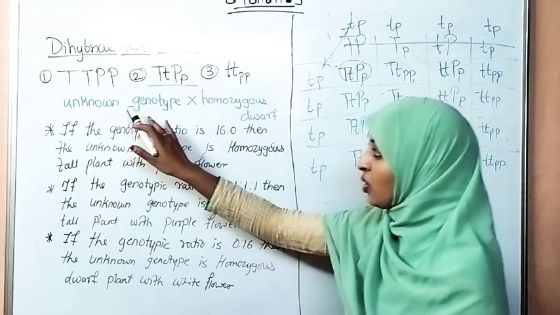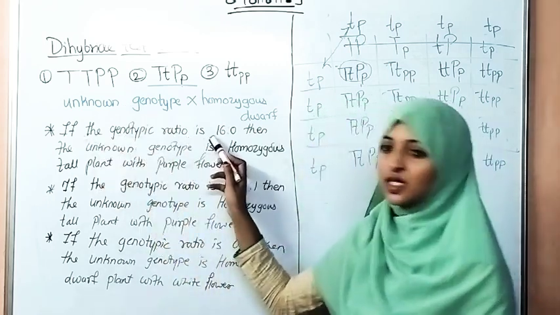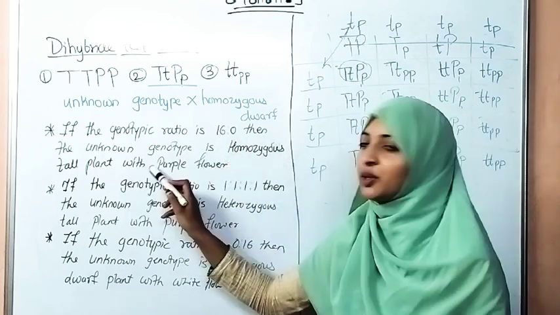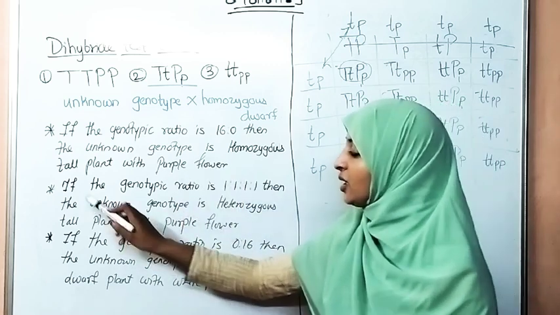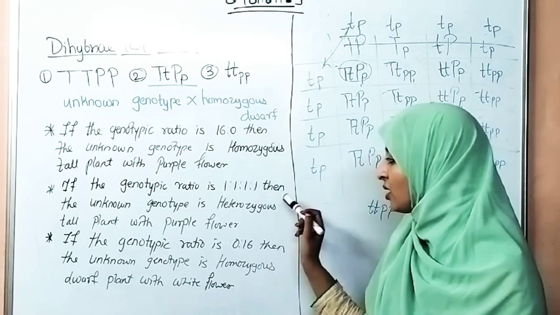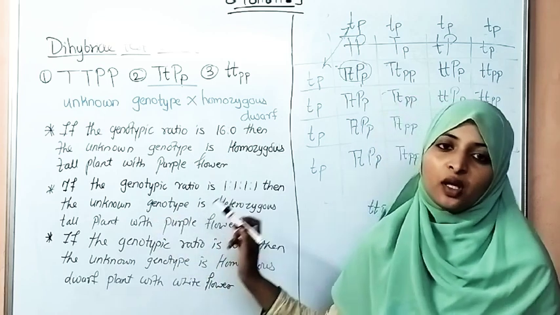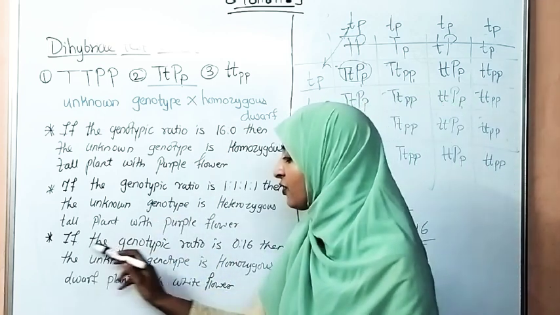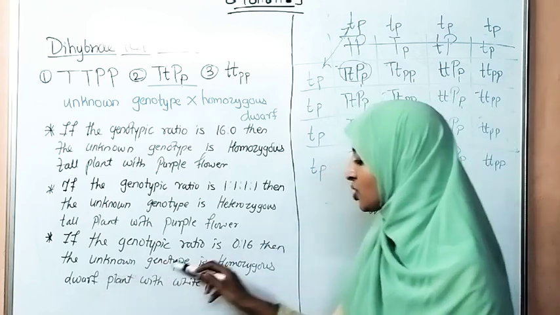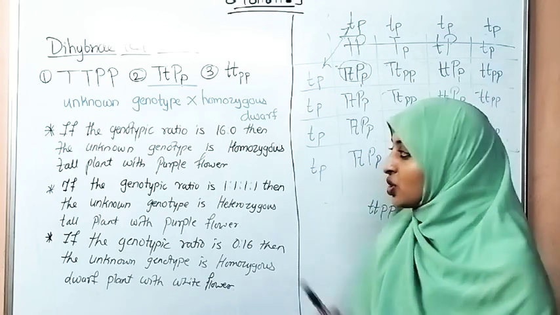Now for the dihybrid cross, if the genotypic ratio is 16 to 0, then the unknown genotype is a homozygous tall plant with purple flower. If the genotypic ratio is 1 to 1 to 1 to 1, then the unknown genotype is a heterozygous tall plant with purple flower. If the genotypic ratio is 0 to 16, then the unknown genotype is a homozygous dwarf plant with white flower. So this was about the test cross.